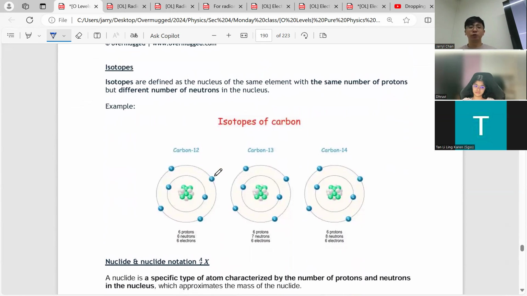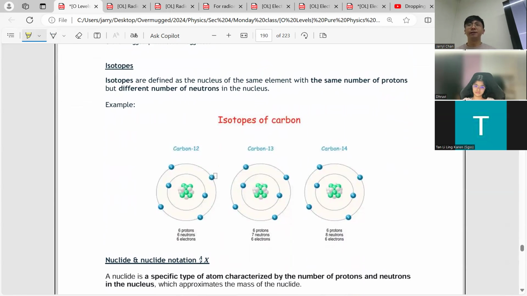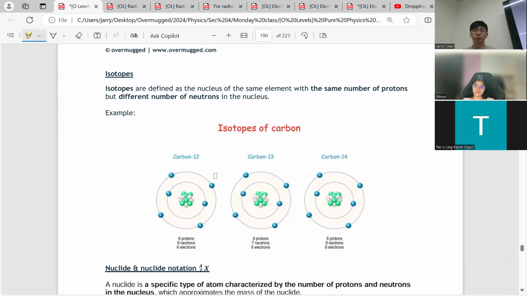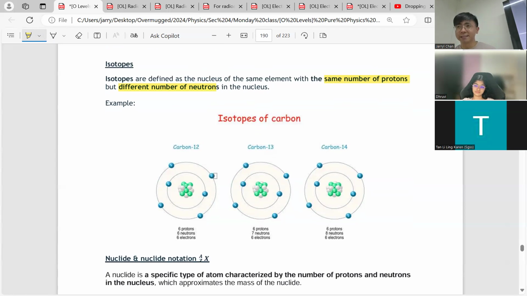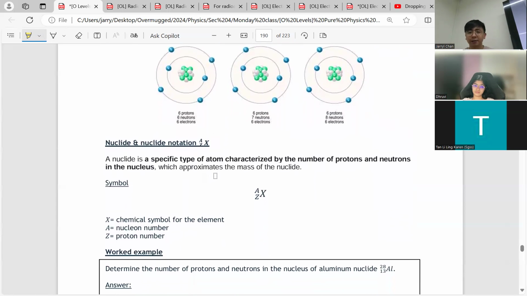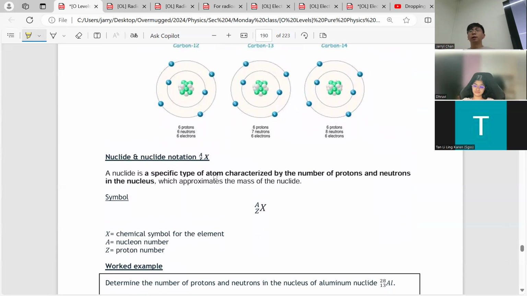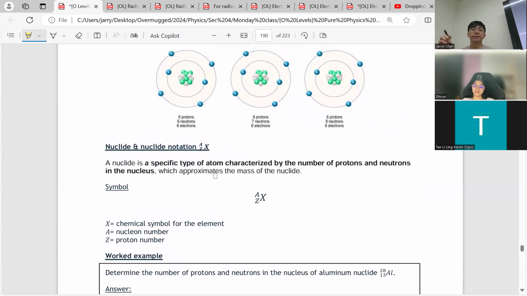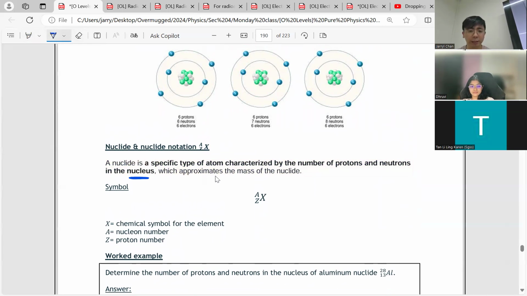Isotopes I won't spend too much on as well. But the definition of isotopes might be something they throw in, though I still feel it might be more chemistry. The idea is same number of protons, different number of neutrons. That's isotope, which we learn in the chemistry section. But what happens in physics for radioactivity, the focus is nuclide. This nuclide is nothing too scary, but you need to just switch your attention a bit to focus on the nucleus. We are focusing on the nucleus itself.